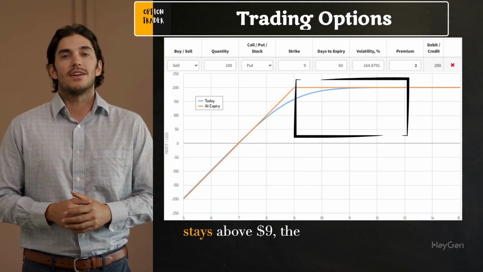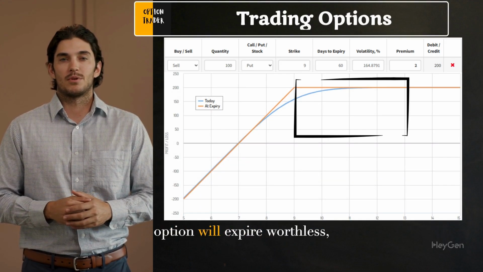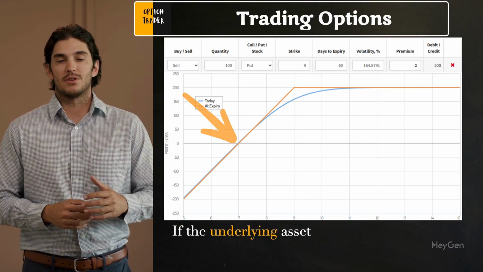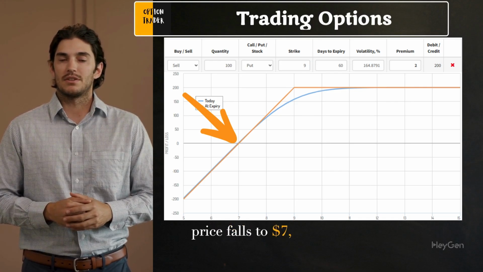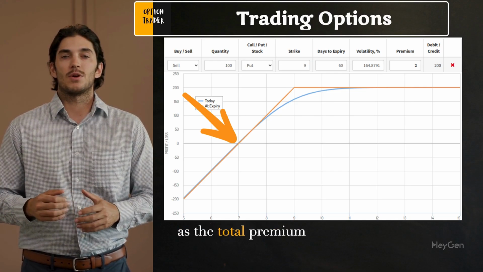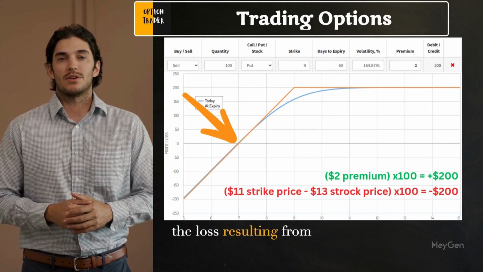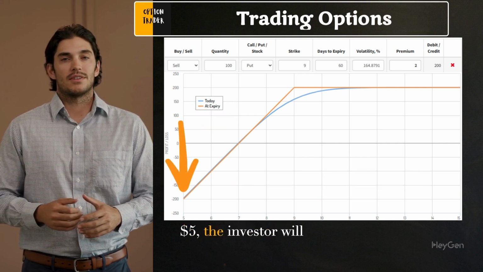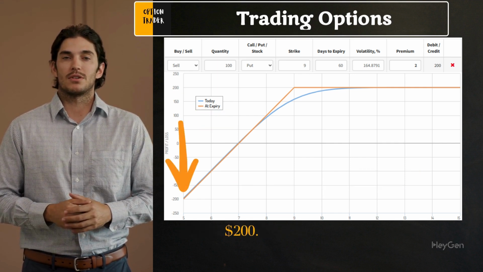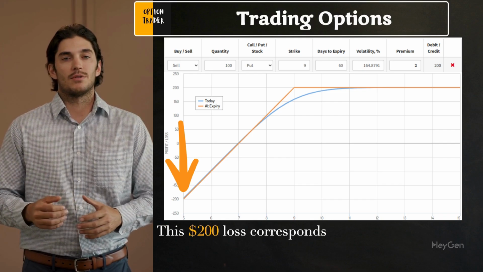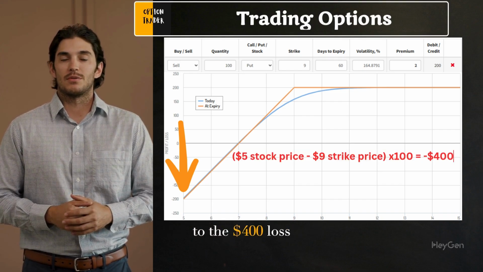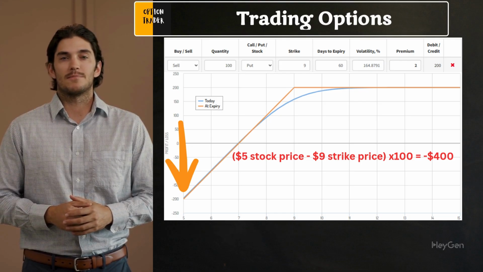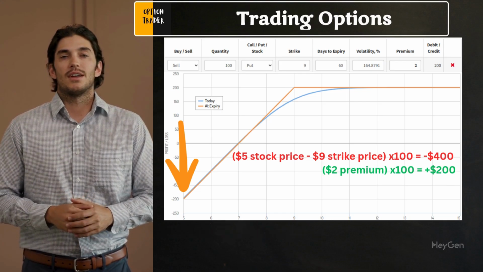If the stock price stays above $9, the option will expire worthless, and the investor will keep the premium. If the underlying asset price falls to $7, she will break even, as the total premium she earned will equal the loss resulting from the decrease in the stock price. If the stock reaches $5, the investor will incur a loss of $200. This $200 loss corresponds to the $400 loss on the option arising from the decrease in the underlying asset price, minus the $200 earned as a premium.